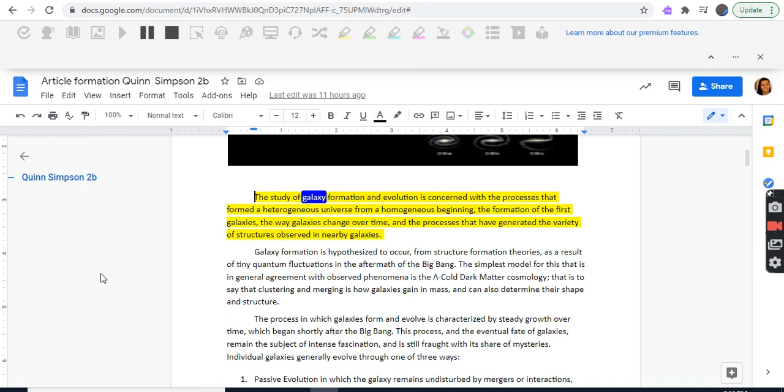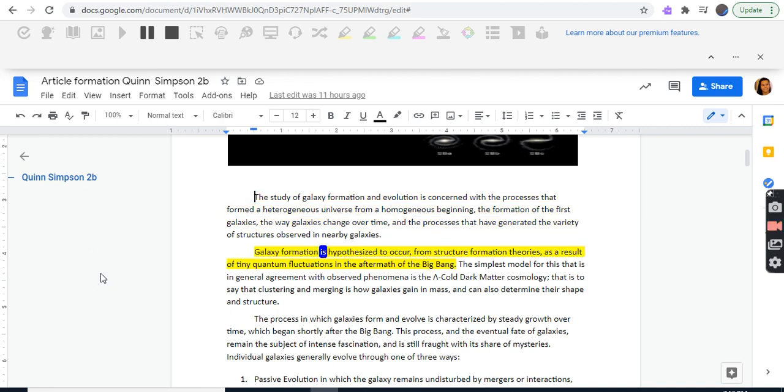The study of galaxy formation and evolution is concerned with the processes that formed a heterogeneous universe from a homogeneous beginning, the formation of the first galaxies, the way galaxies change over time, and the processes that have generated the variety of structures observed in nearby galaxies.